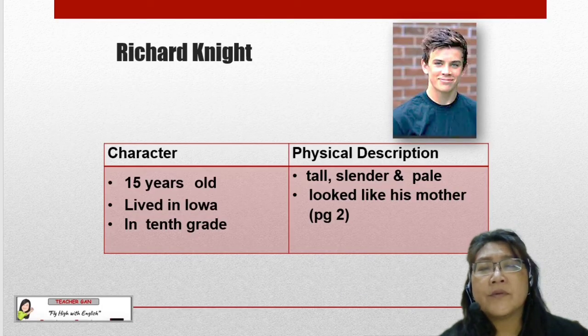First, let's look at Richard Knight. He is the main character in this novel, Dear Mr. Kilmer. Richard Knight is 15 years old and he lived in Iowa. He was in the 10th grade. His physical description: he was tall, slender, and pale. He looked like his mother.